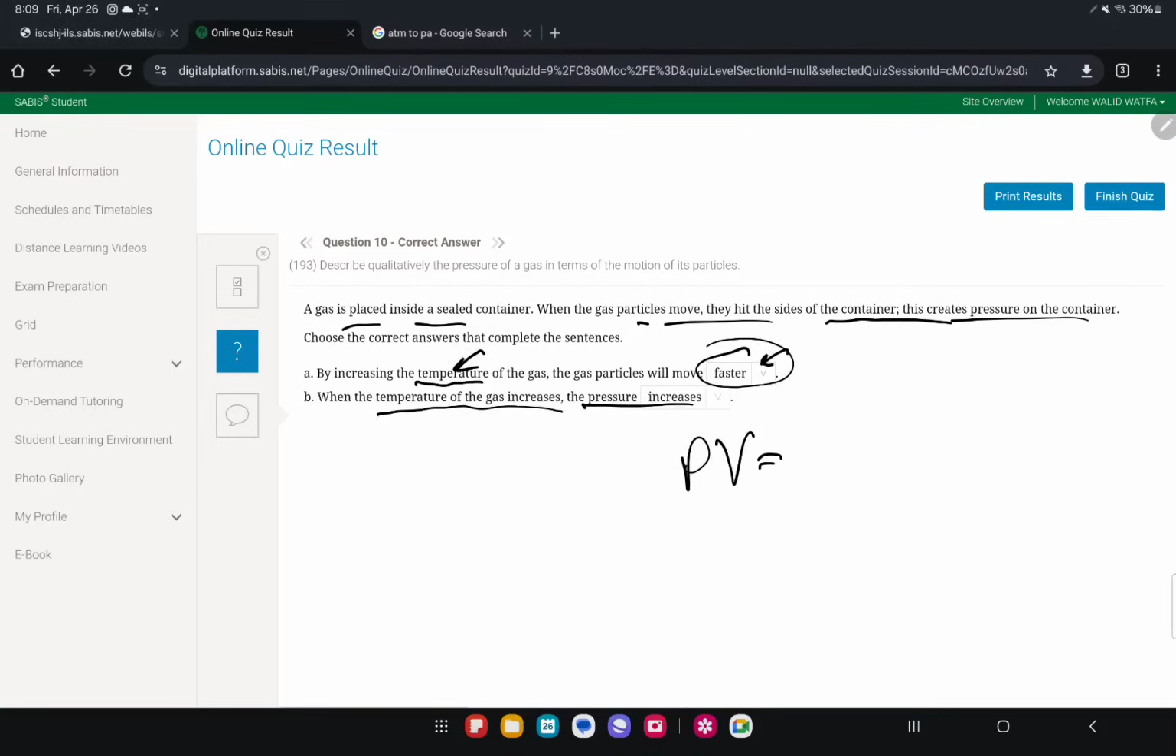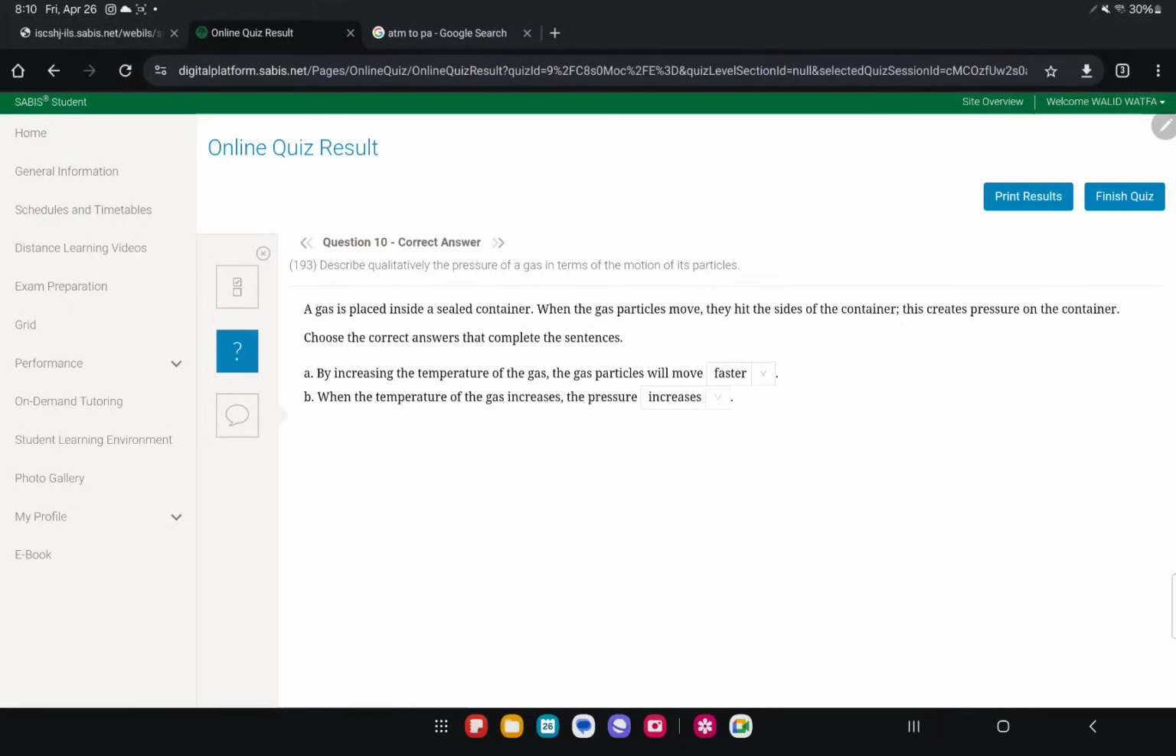You guys know PV equals nRT. This is the way I do it. If you're on opposite sides, that means you're directly proportional. Okay, since we're speaking about pressure and temperature, right? Pressure is here, temperature is here. So that means they're directly proportional. So what does that mean? If two things are directly proportional, that means if this increases, what happens to this? It increases. So when the temperature increases, the pressure also increases.